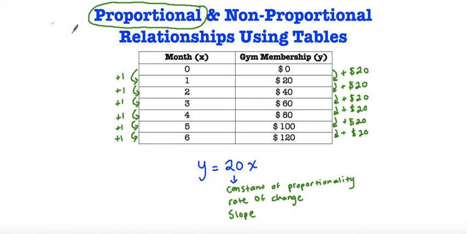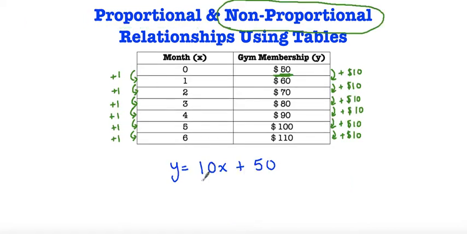The difference between this and the proportional relationship is that here we have no initial value. We start at 0, 0, and there's a $20 cost per month for the membership. Here, even though we have a $10 membership cost per month, we had an initial fee of $50. In order for something to be proportional, it cannot have an initial fee. It has to be the same rate per month.